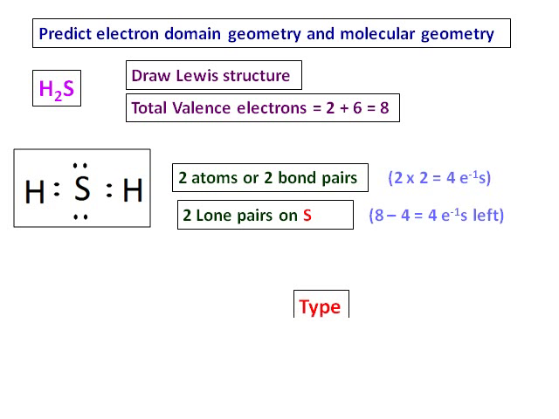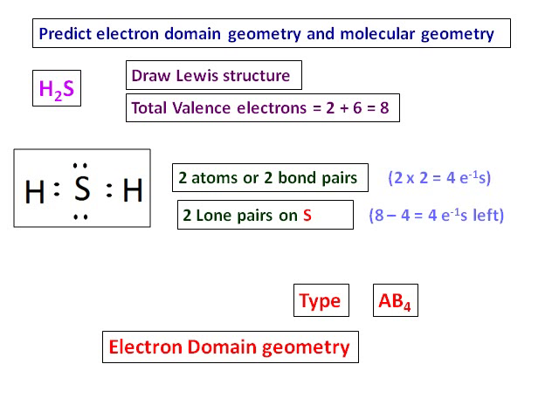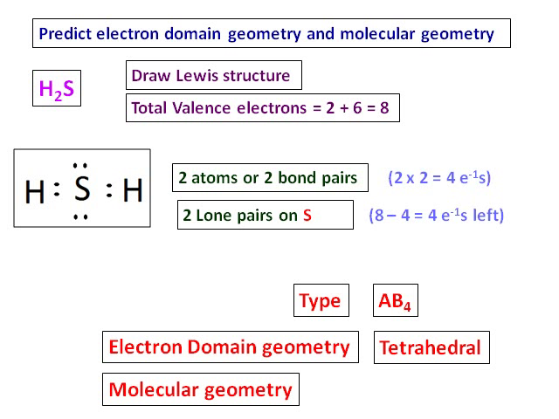So, looking at it, we have 2 bonds and 2 lone pairs. Therefore, the type of the molecule will be AB4. So, look at it. Looking at H2S, you will think it is AB2, but actually it comes as AB4. And hence, the electron domain geometry is tetrahedral. And the molecular geometry, because of the presence of 2 lone pairs, will be bent.